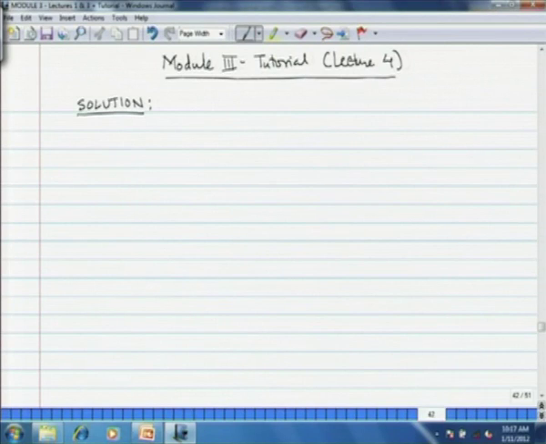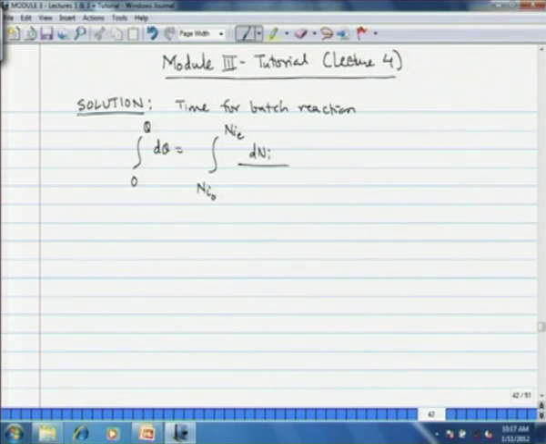The first one, batch reactor. Now, we have to estimate the time. The time for batch reaction is given as integral 0 to theta d theta, where theta is the time, is equal to integral n i naught to n i e d n i divided by Vr into Ri. This is the general rate expression for batch reactors that we had seen in the previous lecture.